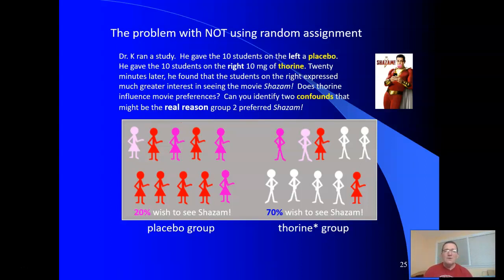So you might want to draw the conclusion that thorine, whatever it is, maybe it gives you cancer, but it makes you want to see this particular movie, or maybe makes you want to see action movies or comic book movies in general. Who knows? But the conclusion you might want to draw is that thorine had a causal effect. There are at least two very good reasons that you can't draw that causal conclusion.